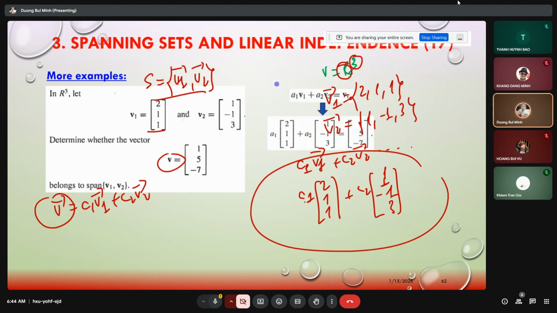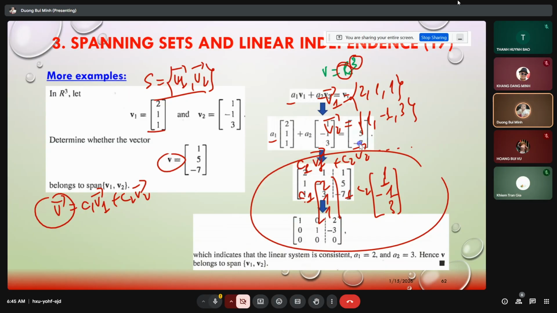They don't use C1, C2, they use A1, A2, so it depends. So A1 times (2, 1, 1) plus A2 times (1, -1, 3) equals (1, 5, -7). And then we can get the augmented matrix. After that, we can get A2 equals -3 and A1 equals 2. So we can conclude that V belongs to the spanning set. Is it easy? Any questions so far?